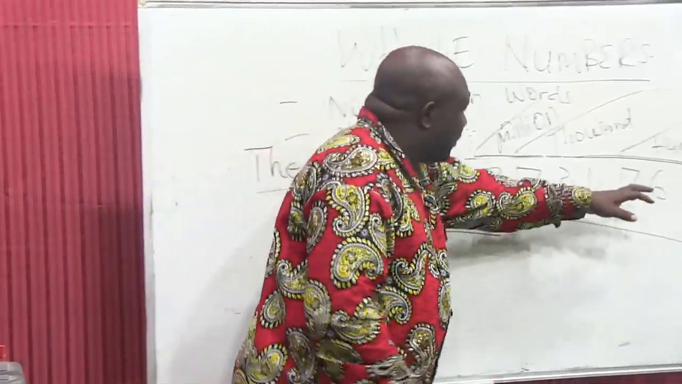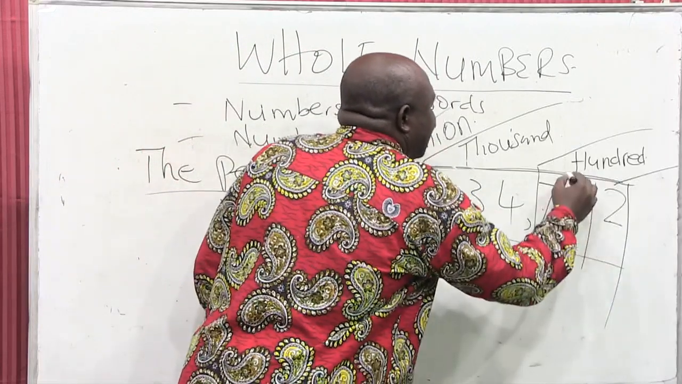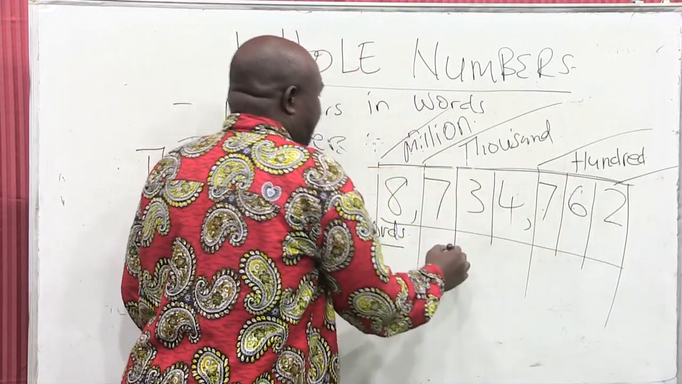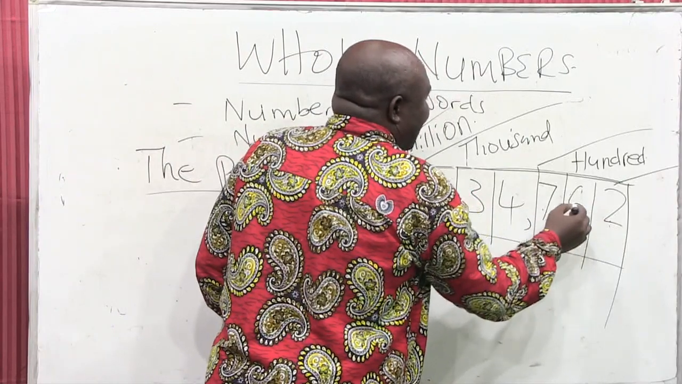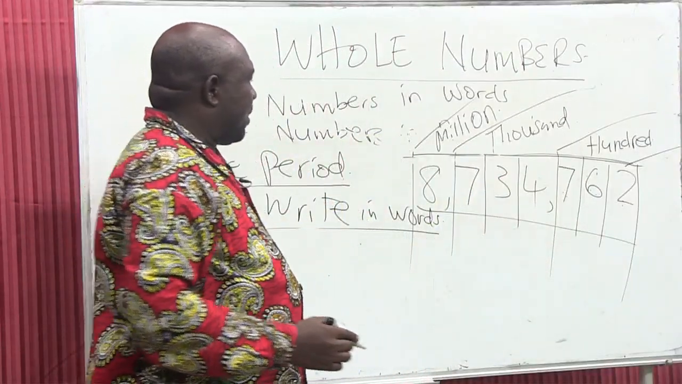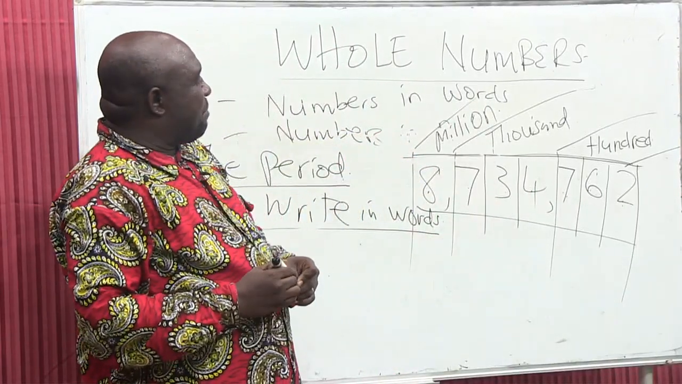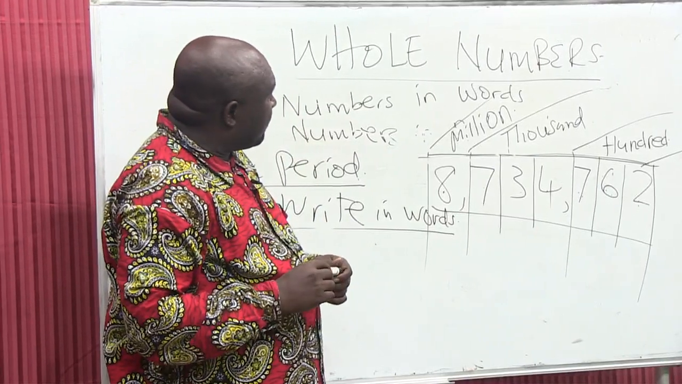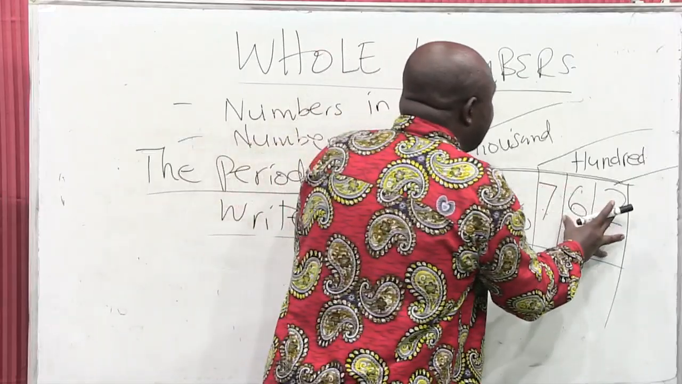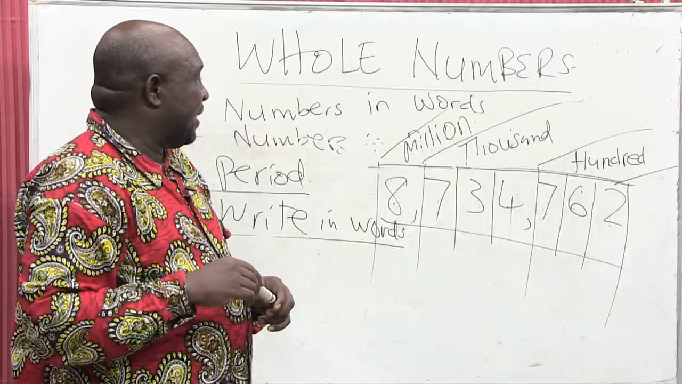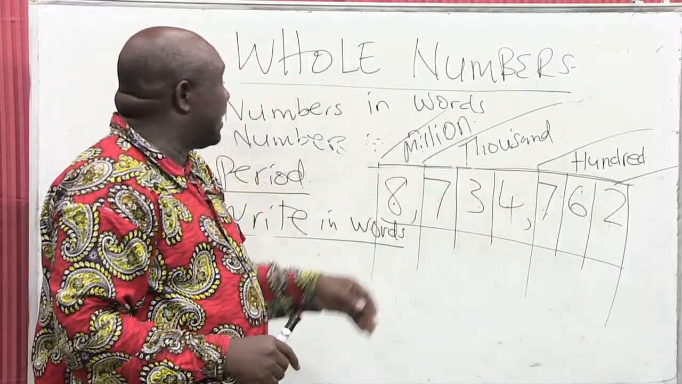Now, in each period we have place values. In each period, there are ones, tens, and hundreds. So the maximum number of place values, or the maximum number of digits in each period, is 3. Then we have ones, tens, and hundreds. Ones, tens, and hundreds.